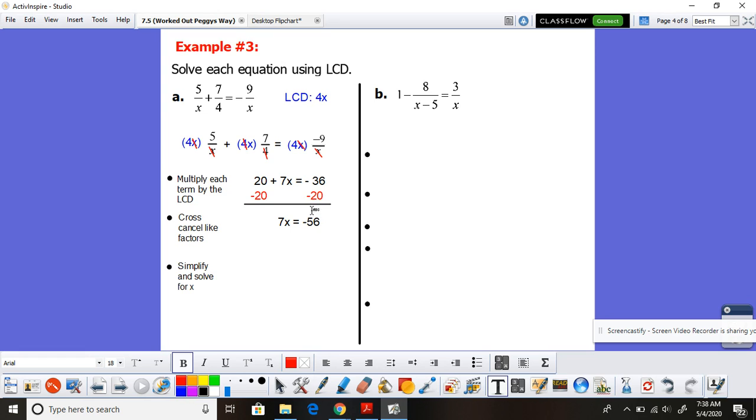And then it's just simple algebra, guys. Bring it down to solve. We get x equals negative 8.